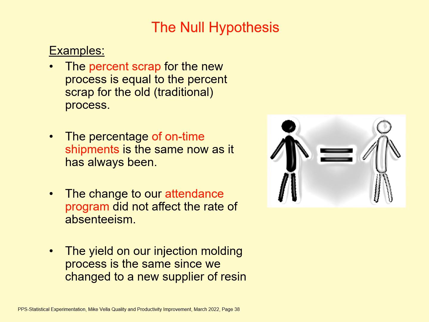Some examples. The percent scrap for the new process is equal to the percent scrap of the old process. The percentage of on-time shipments is the same now as it always has been. The change to our attendance policy did not affect the rate of absenteeism. And the yield of our injection molding process is the same since we changed to a new supplier. These are all hypotheses that we might want to test.